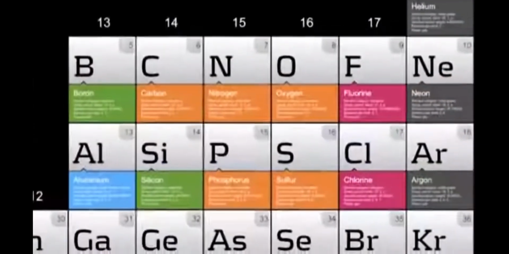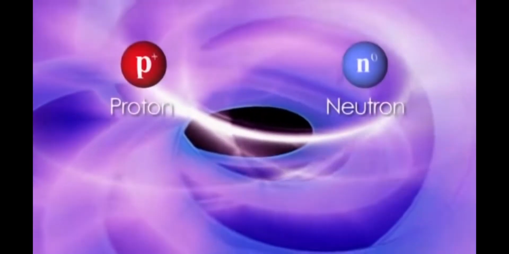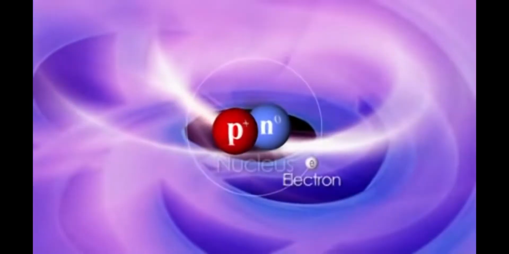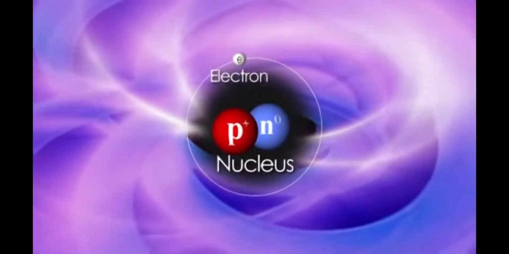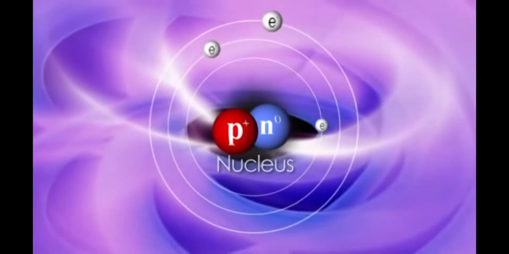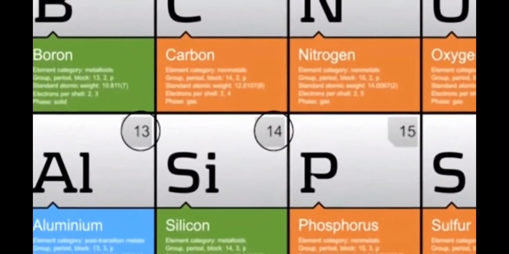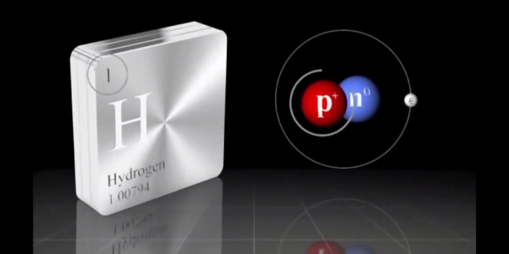To understand how elements are arranged on the table, we need to review atomic structure. Atoms have a nucleus made up of particles called protons and neutrons. Particles called electrons orbit around the nucleus in paths increasingly distant from the nucleus, like layers in an onion. Chemists call these paths shells. Elements on the periodic table are arranged in increasing atomic number. Atomic number is calculated using the number of protons in each atom's nucleus.